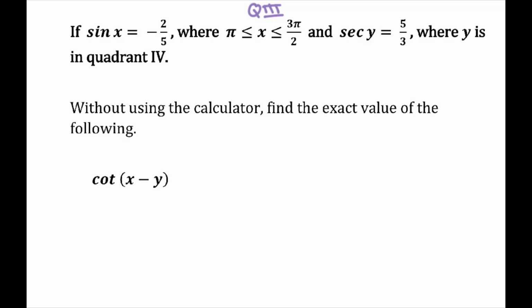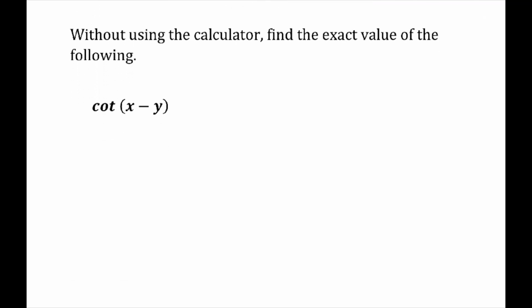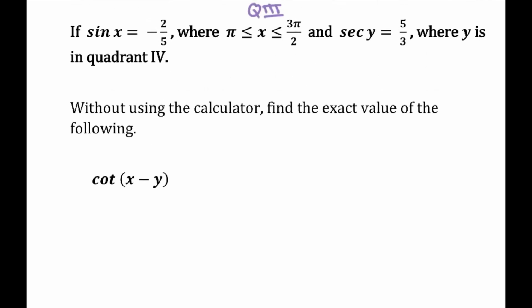So now, we need to find cotangent of x minus y. Well, if you want to find cotangent of x minus y, you need to find tangent x and tangent y. So let's try to find it. I'm going to draw a triangle here. Let's say that this is x. So that's opposite and hypotenuse, 2 and 5. We need to find the adjacent, which is equal to the square root of 5 squared minus 2 squared. And that's going to be equal to square root of 21.